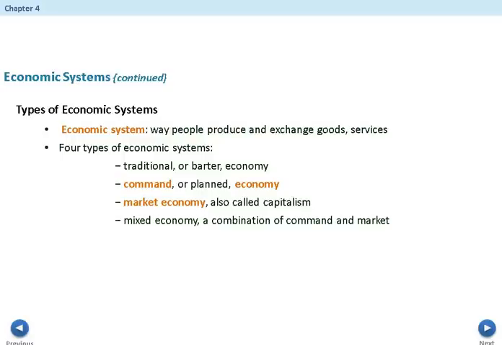The next 2 become the systems that people kind of know about. We have a command or a planned economy, and we have a market economy that's also known as capitalism. A command economy, if you're looking for a definition, is when the government owns the means of production. So they decide what is produced, they decide what price is set. You also have a market economy, and this is based on capitalism. Capitalism says that the people will decide what we are going to sell and how we're going to sell it.